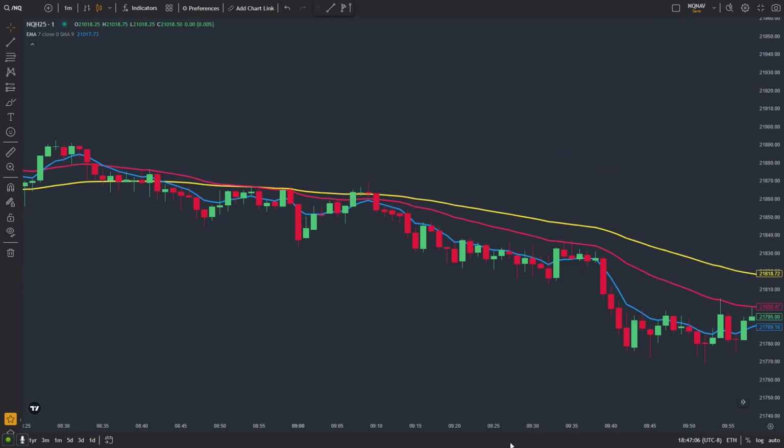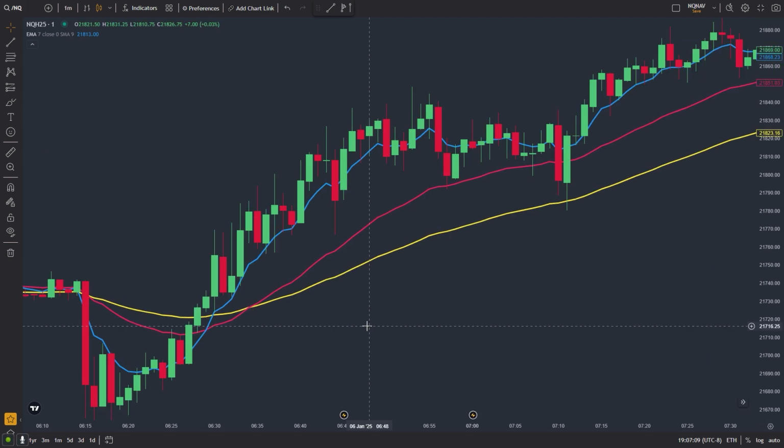Now for shorts, it's the opposite. We want the 7 EMA to be below the 65 and 30. As you can see right here, it's below the 65 and 30. And have a decent retracement where price closes below the 7 EMA, and that should be where the first trade is taken. Now let's get into examples as to where this system plays out.